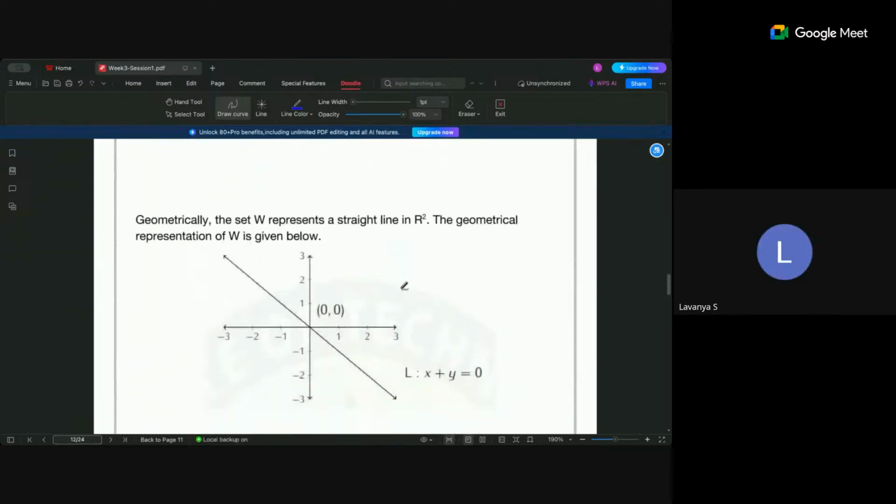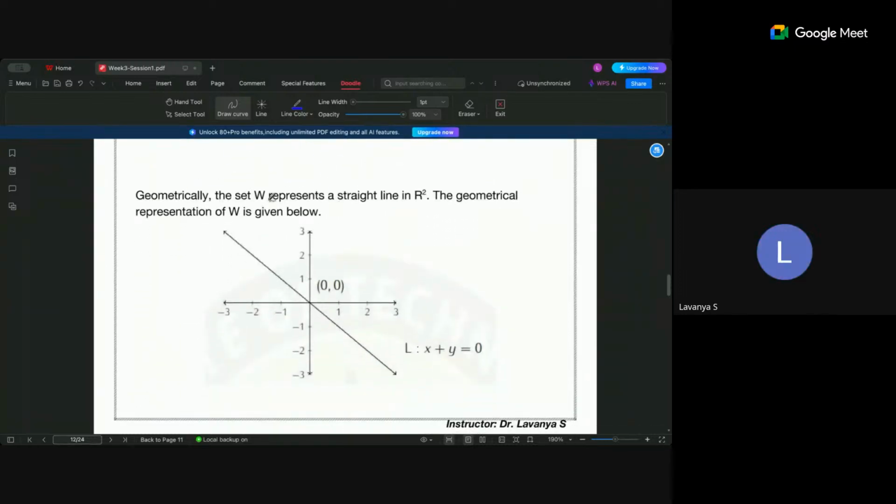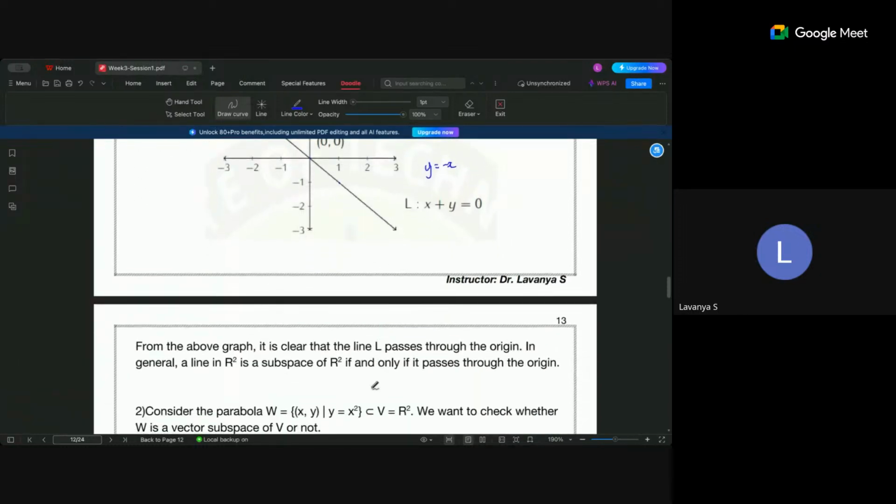Okay, so geometrically, what does this W represent? This is the line y is equal to minus x. So when x is equal to 1, your y is minus 1. When x is equal to minus 1, your y is 1. So this is a line which passes through the origin. That is something very important you should note. From the above graph, it is clear that the line L passes through the origin.